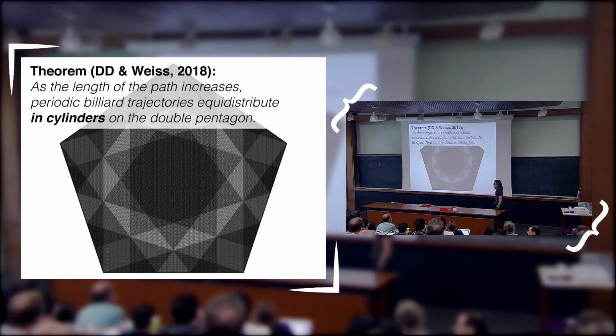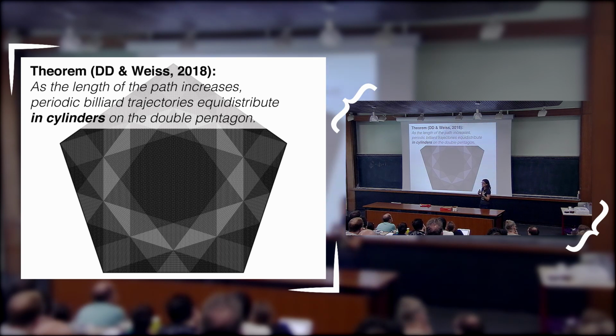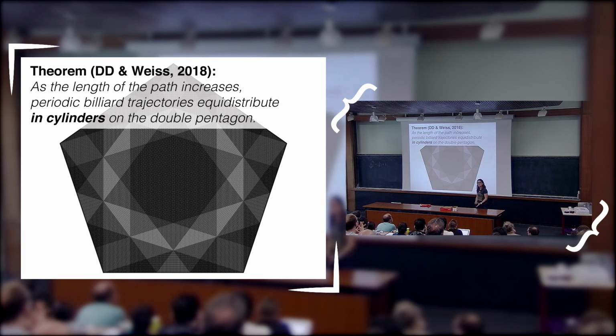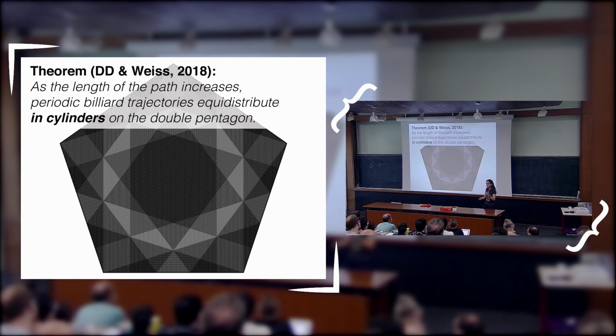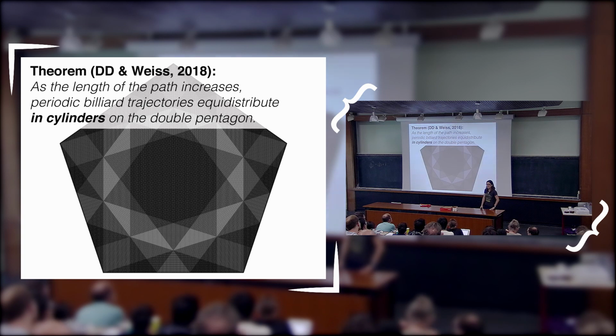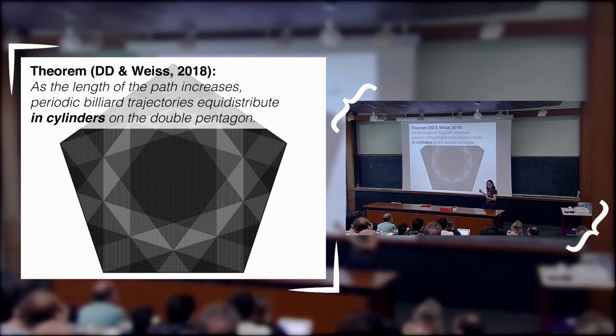But with Barak, we showed that as the length of the path increases, periodic billiard trajectories equidistribute in cylinders. Or in other words, there's a measure that converges to Lebesgue in each cylinder. And for the double pentagon, you can have different proportions in each cylinder. For a surface such as the Eierlegende Wollmilchsau, which has one cusp, it will be the same in both cylinders. But we are lucky and we have this one that can have different percentages in each cylinder.